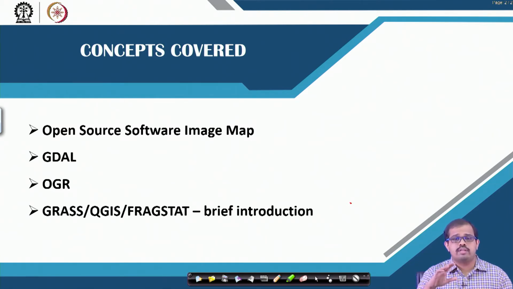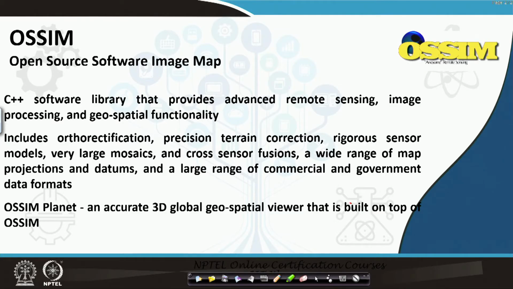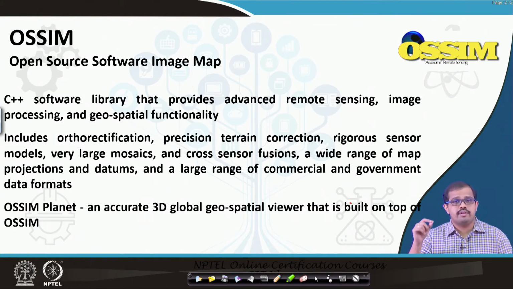And I would also speak about GRASS, QGIS and FRAGSTATS. I will give you a brief introduction and a small example of how we look at the software as it is. The first software, as I said, is the open source software OSSIM. You may not have heard about this, but it is an extremely good software library. It is written in C++, that provides advanced remote sensing, image processing and geospatial functionalities.